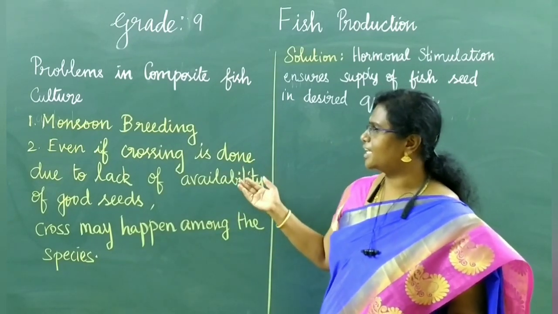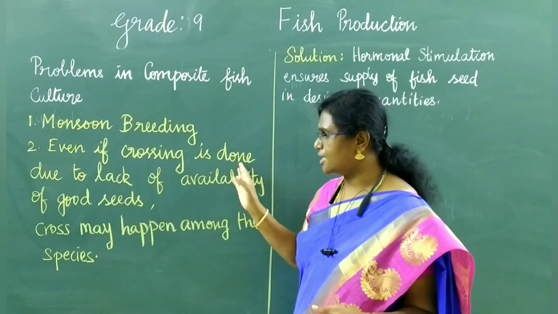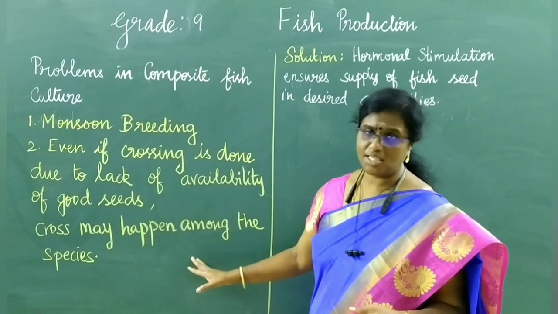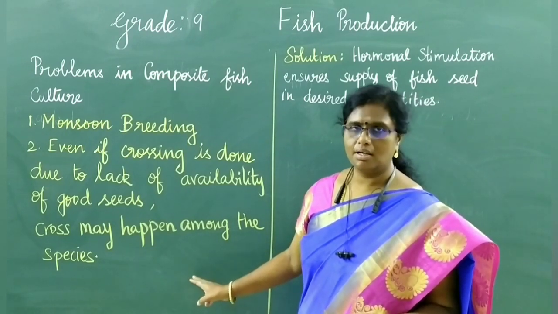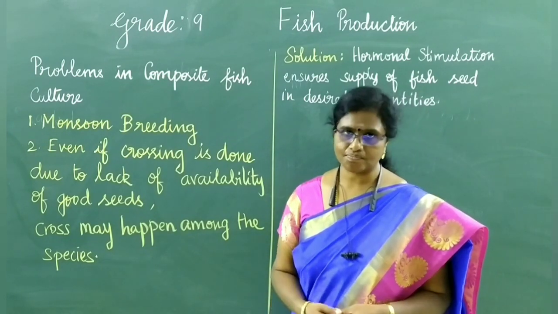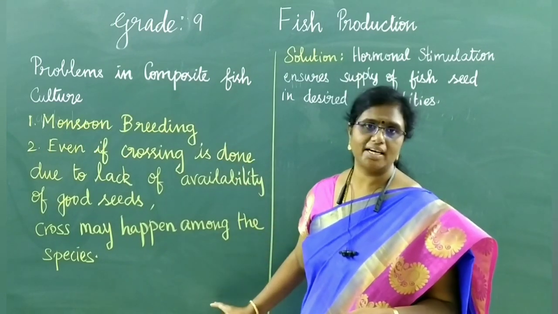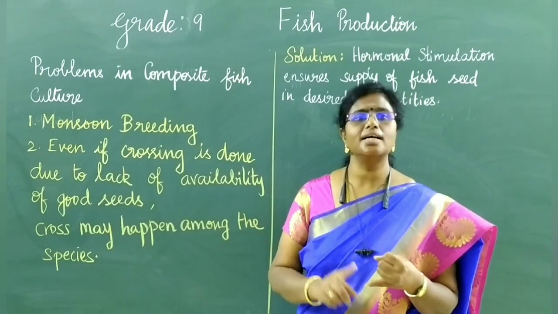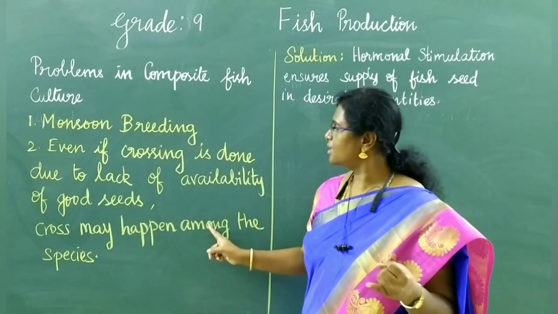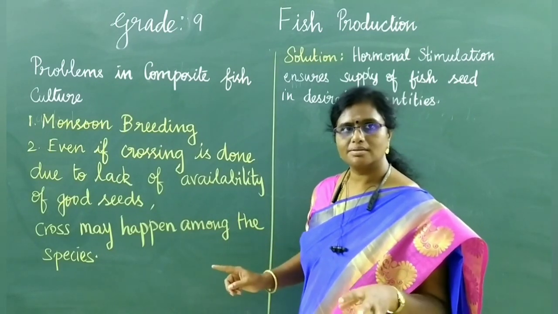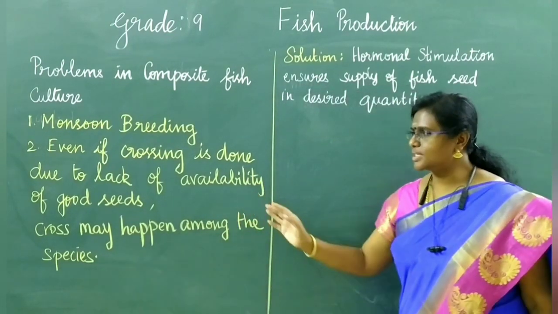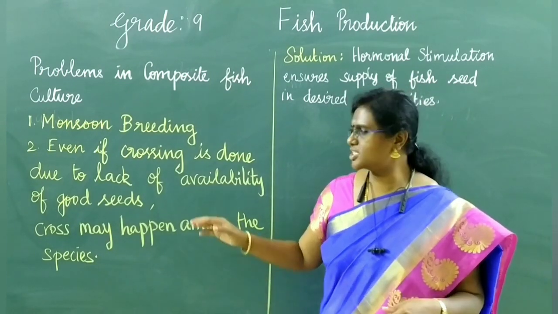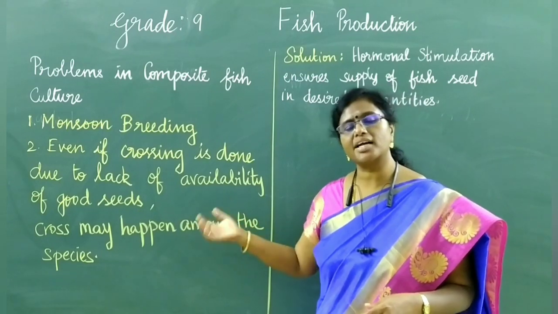So that seed, even if that crossing is done, due to the lack of availability of good seeds, crossing may happen between the species. Two different species the crossing may happen. So that is the disadvantage. There are two disadvantages. One is it will breed during the monsoon. The second problem is the species may undergo crossing and the good quality seed will not give the output.